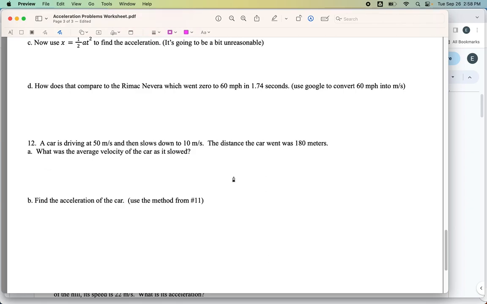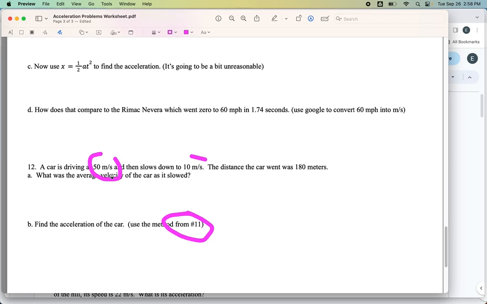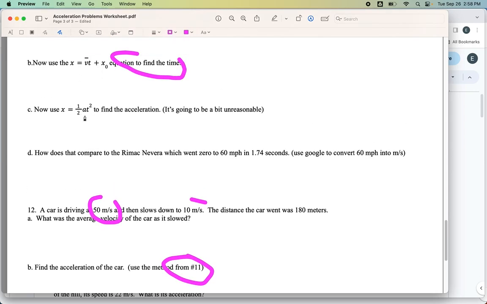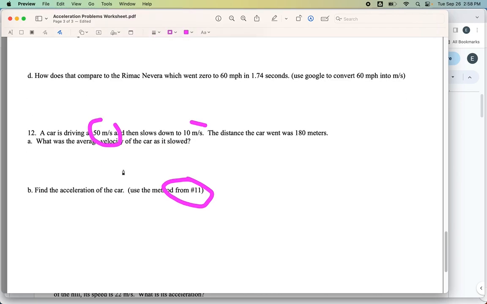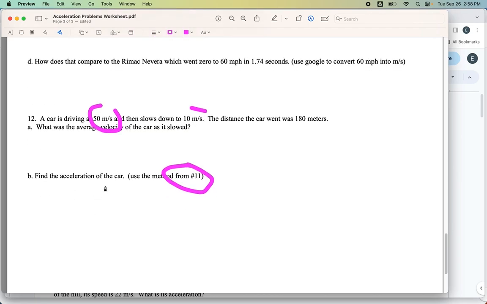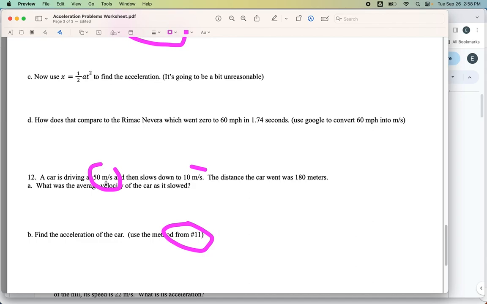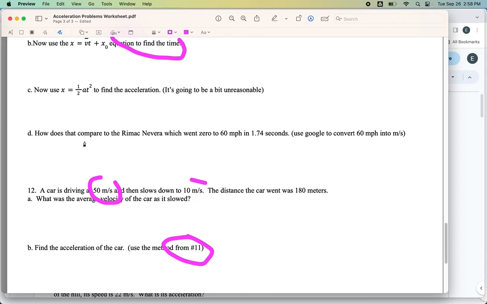Now I also changed some things on this one. I made a mistake in this in an earlier worksheet version. So it might say method from problem 9, but this is the same problem. You're going to find the average between 50 and 10. I think you can find the average between 50 and 10. That's pretty easy to do there. And then use this method up here. What's the method? Find the time and then use the 1/2 a t squared formula to find the acceleration. So all you need to do is find the acceleration. That's it. So you're going to use this formula to find the acceleration.